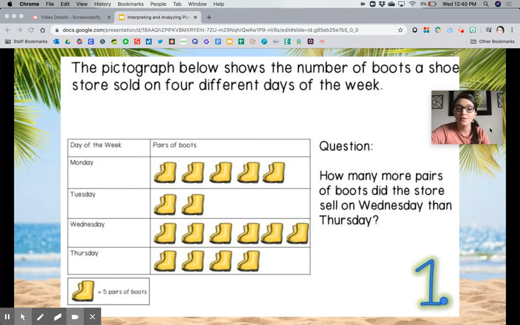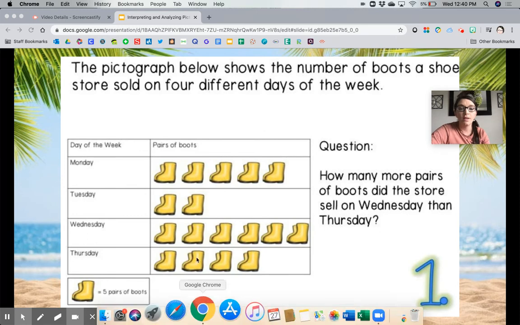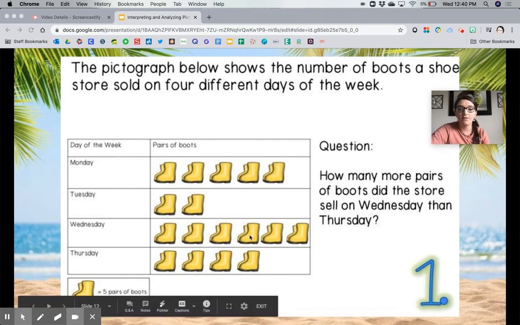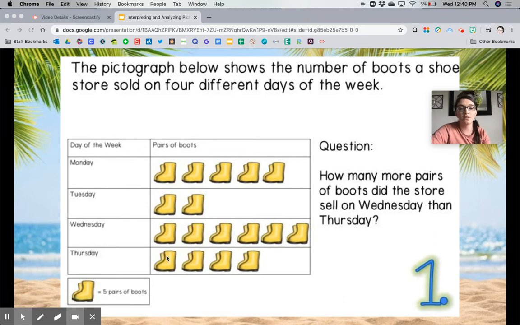All right, so if you did Wednesday and Thursday, to answer this question, what you should have done is subtract. So if Wednesday had 5, 10, 15, 20, 25, 30 boots, it sold 30 boots, and Thursday sold 5, 10, 15, 20, then there would be a difference of 10 pairs of boots because 30 minus 20 would be 10.